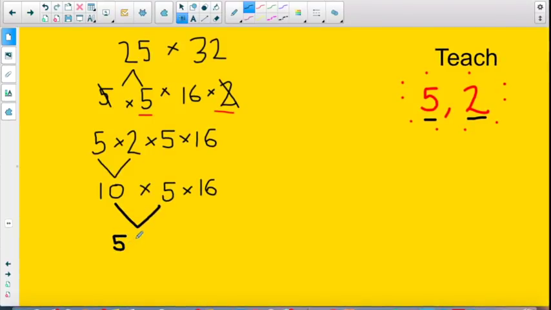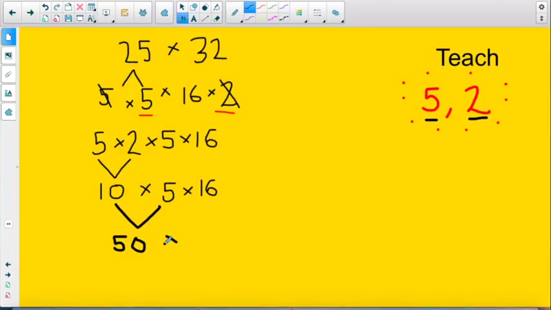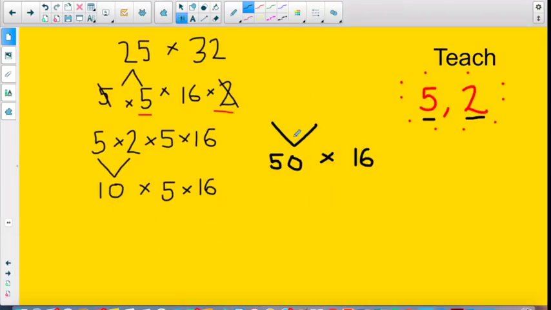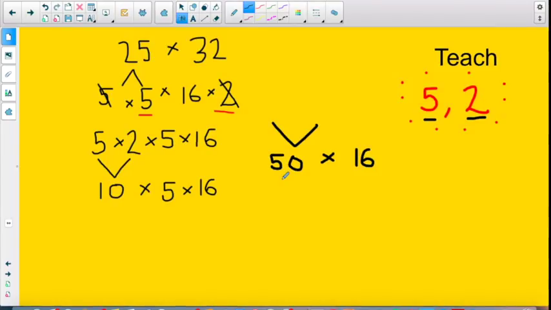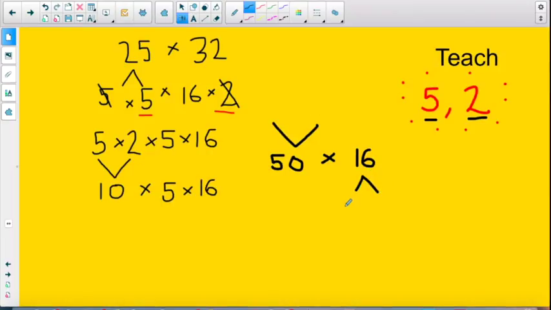So a new sum is 50 times 16. Now I understand that 50 times 16 is a bit hard to do. I wonder if we can break this down again to get that magical 5 and 2. Let's see if we can break it down a bit further. I know we can get a 2 out of here, can't we? Look, 2 times 8. This is going to be easier.